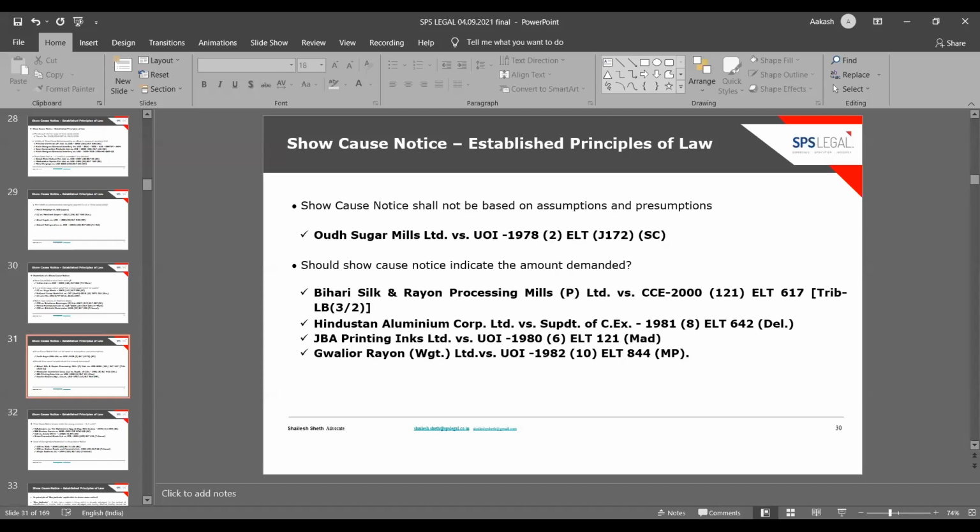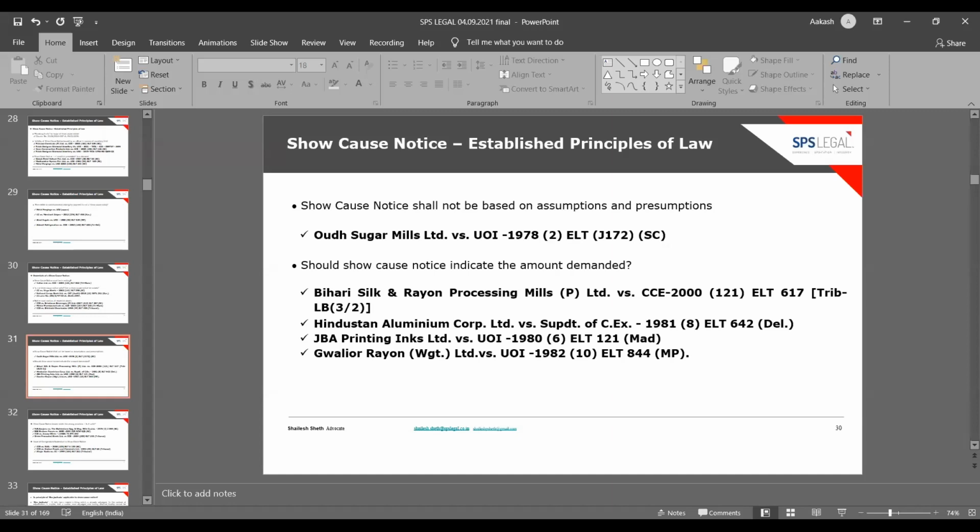So unless the amount is specified in the notice, it becomes like an open-ended scheme, which may not be correct. So I personally feel the observations and the law laid down by the Madras High Court single judge in the JBA Printing Ink Limited case is the proper law, and a show cause notice needs to have a specific amount.